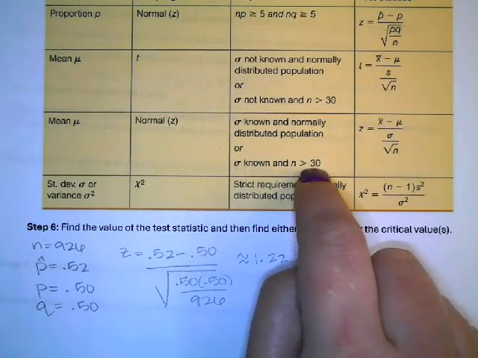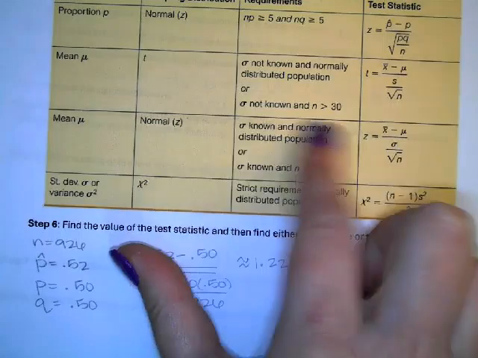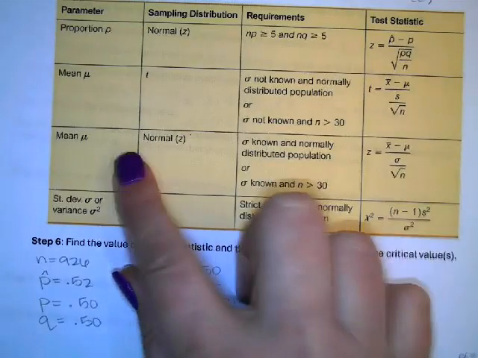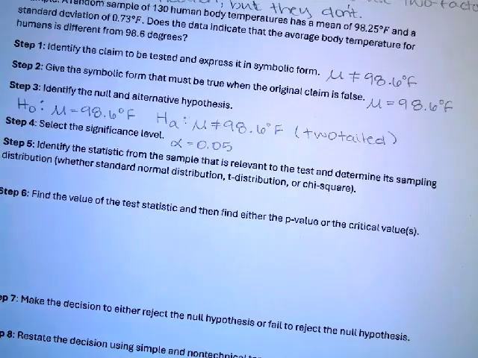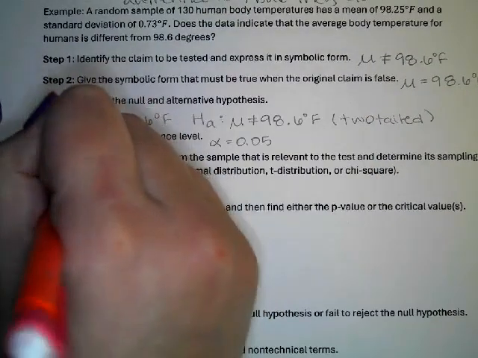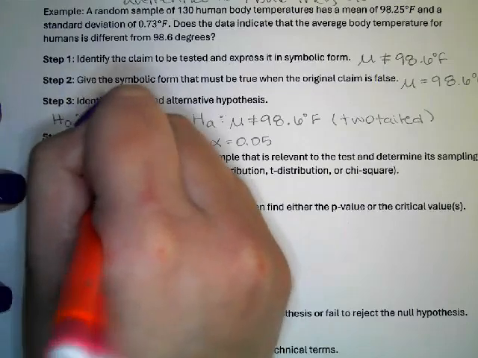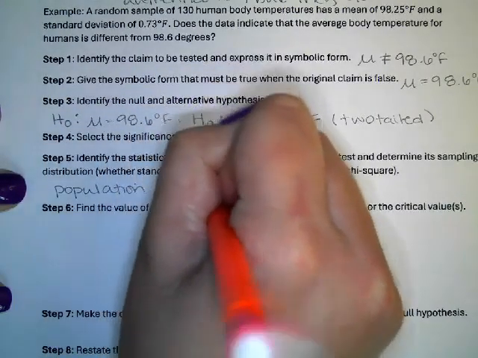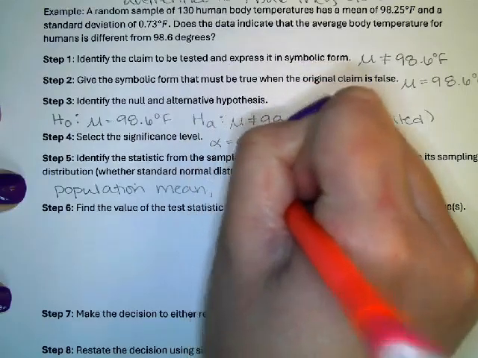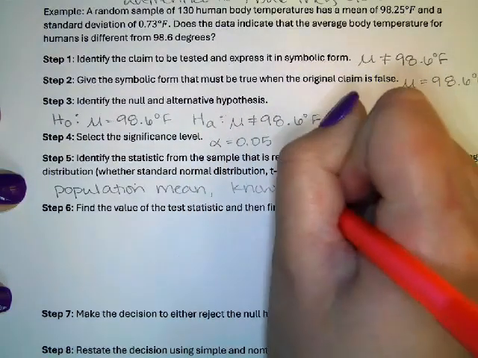So I'm going to go ahead and write that down. We have a population mean. We know the standard deviation, and n is greater than 30. So we're going to use a normal distribution and a z-score.